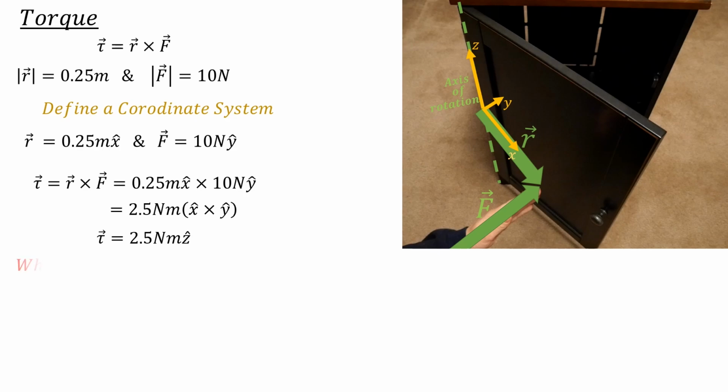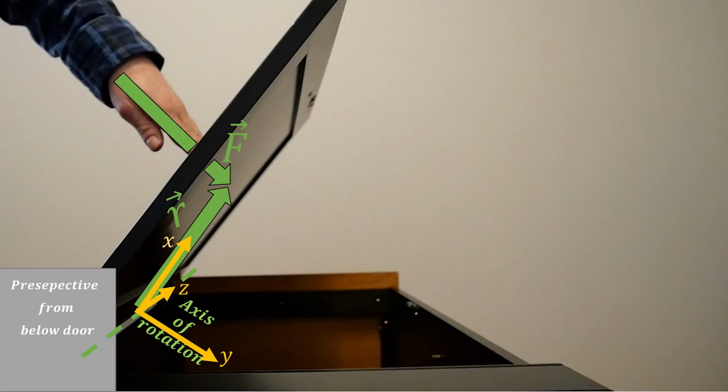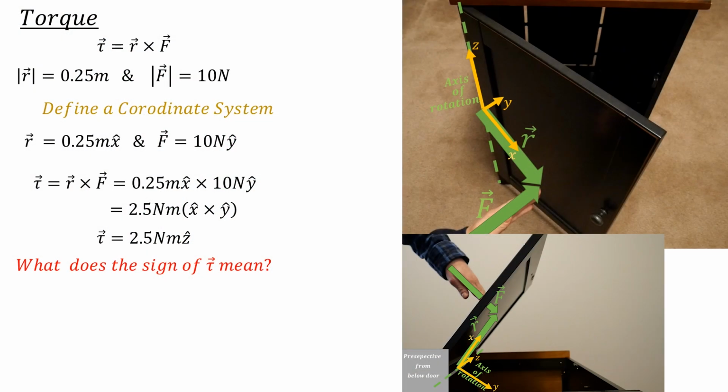What does this say about the direction of the door's angular acceleration? Looking from above, we intuitively know that when we push the door like this, it will spin counterclockwise. What if we were looking from below? The angular acceleration is now clockwise in this perspective. Oh boy, this can get confusing. The torque vector should provide us with information to infer the direction of angular acceleration in our coordinate system. The sign of a torque vector tells us information about direction of angular acceleration.